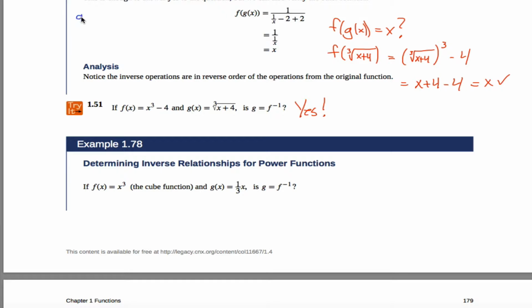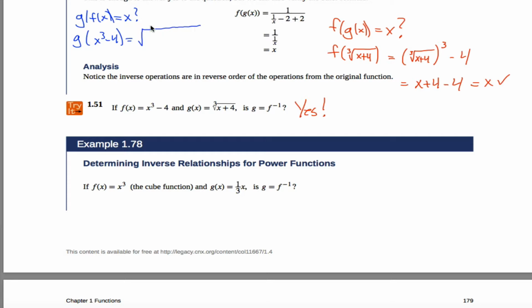Something else you could do is figure out g of f of x. This should also be equal to x. Note, you don't have to check both of these. Just showing you other stuff you could have done. To compose the functions in this order, I figure out g of, well, I know f of x is x cubed minus 4. So g of x cubed minus 4: copy this blueprint here, except everywhere you see the letter x, replace it with what you got in the parentheses here.